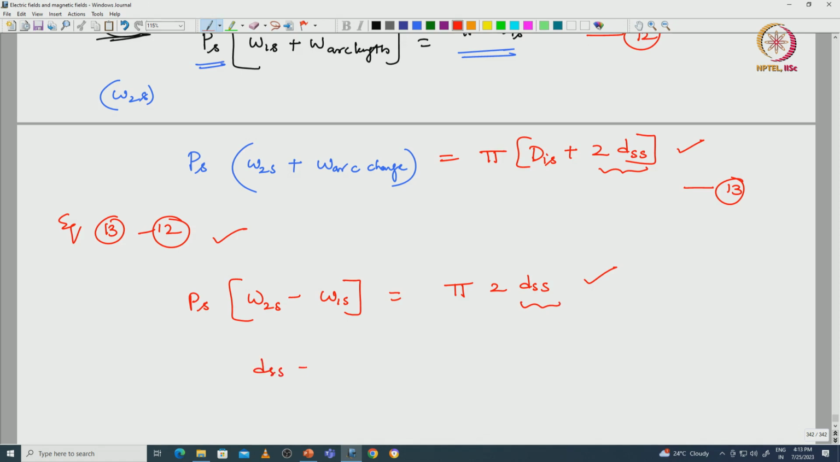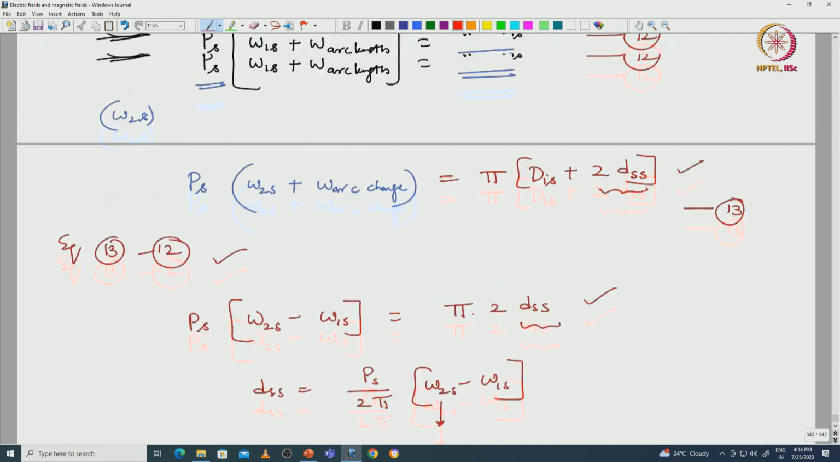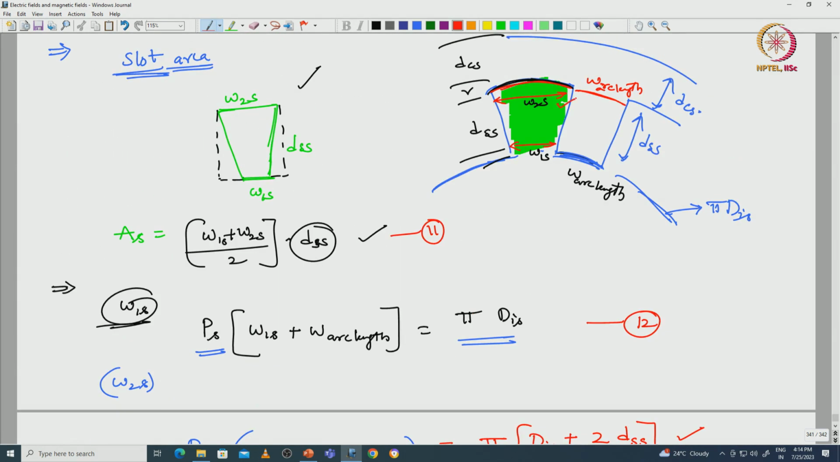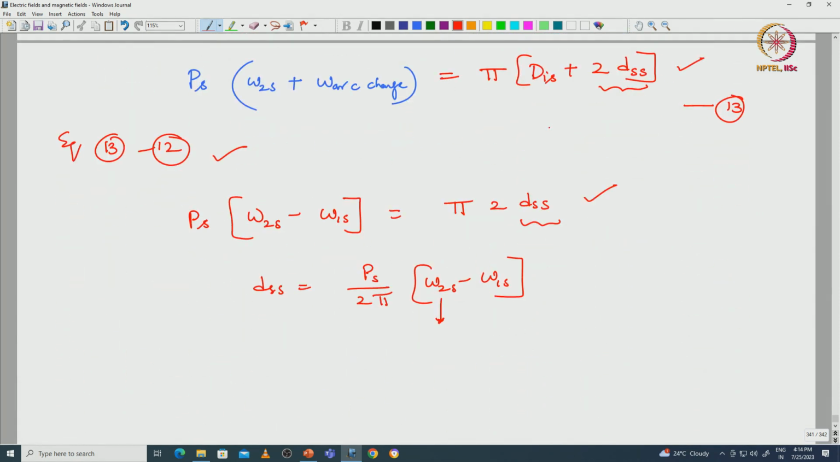So, DSS is equal to PS by (2 pi) into (W2S minus W1S). W2S is nothing but the width of the stator slot at the top side, that is this one, and W1S is the width of the stator slot at the bottom side. So, DSS can be calculated with respect to this equation. Here W1S and W2S we have to calculate with respect to equation number 12 and equation number 13.